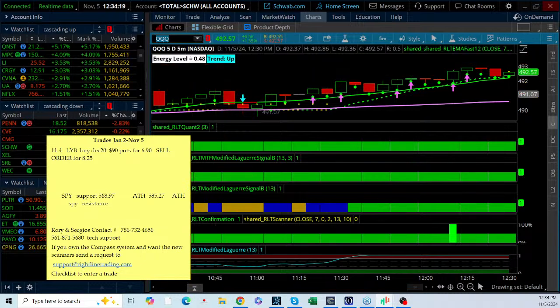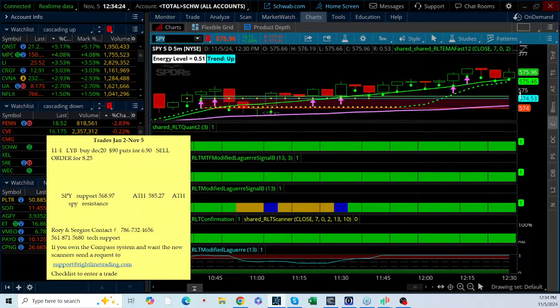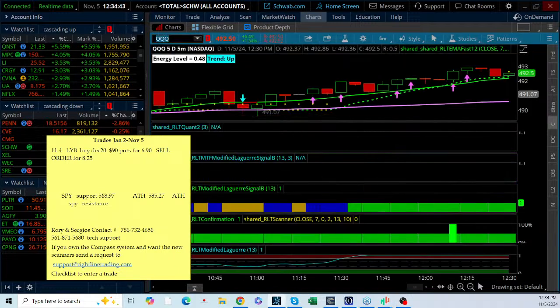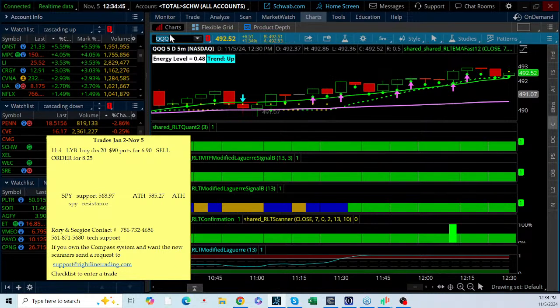SPY went right to the 15 EMA, 576.19. High on this candle, 576.19. Q's pulling back toward the 15 again. It's low volume.